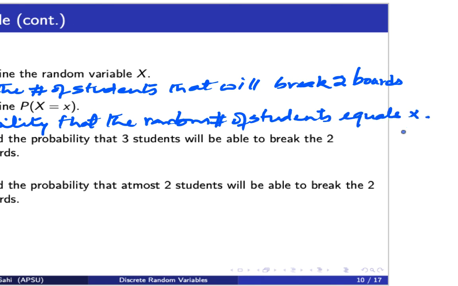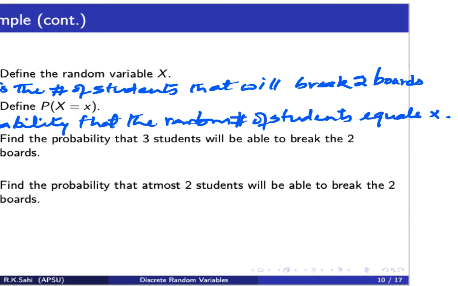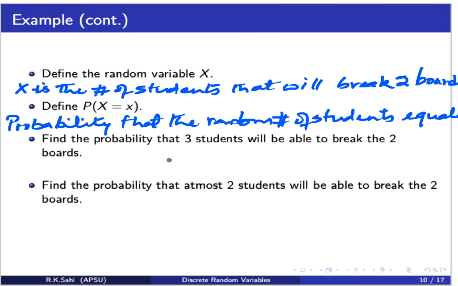The small x, guys. This small x can be the number of students. No students was able to break the 2 boards, or 1 student was able, or 2 or 3 or 4. It all depends upon how many students, if they are good students, they can do it. Now it says find the probability that 3 students will be able to break the 2 boards.